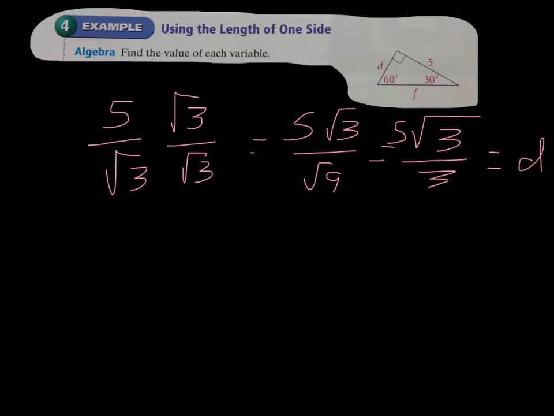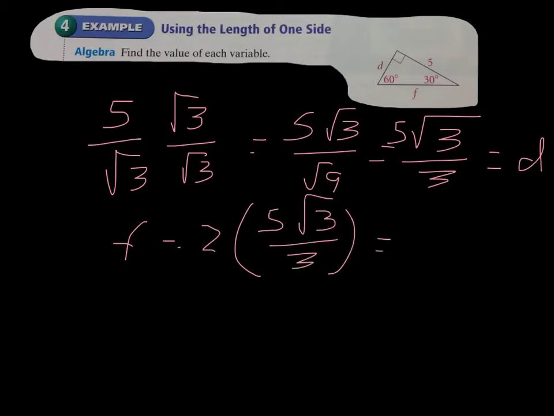Now how do you get the length of the hypotenuse? Multiply the shorter leg by 2 to get the length of the hypotenuse. So F is going to be 2 times 5 times the square root of 3 all over 3, which will give us 10 times the square root of 3 all over 3 for the length of the hypotenuse.